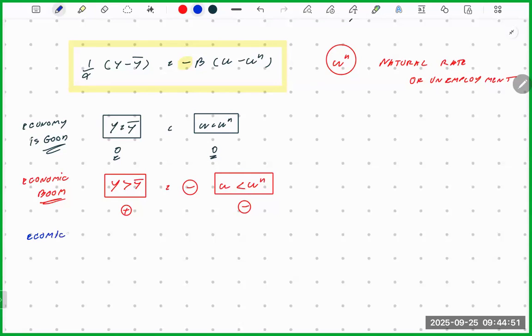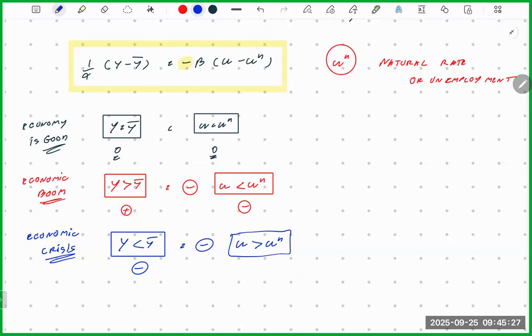Then I change to the blue color. If we have an economic crisis, the economy is very bad. GDP is less than Y bar, so the left-hand side of the equation is negative. GDP is less than the full employment level, which means GDP is really bad. We produce less than normal. A lot of people lose their job, right? So the right-hand side, in front of the bracket, is negative, and inside the bracket it should be positive.